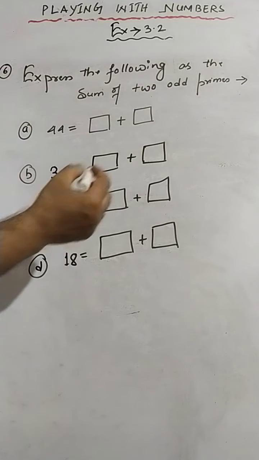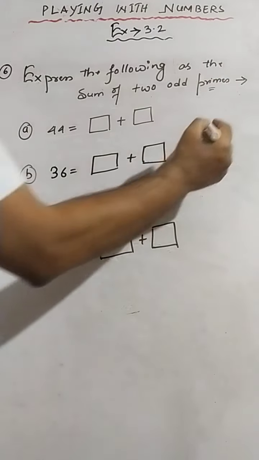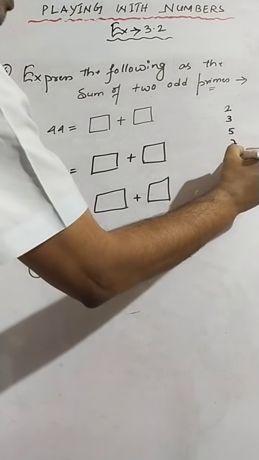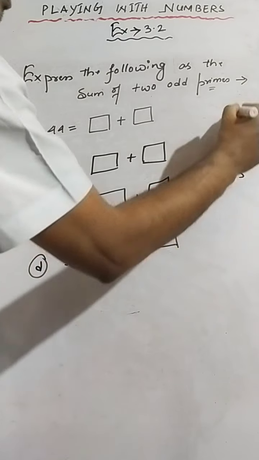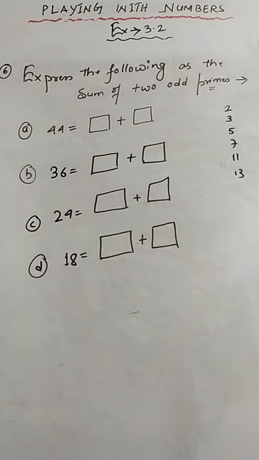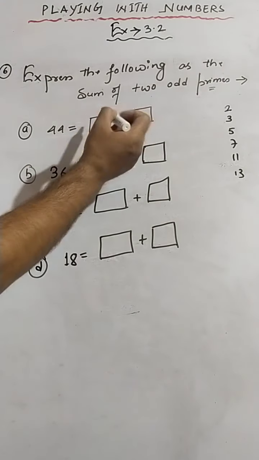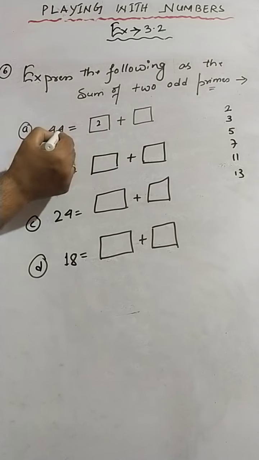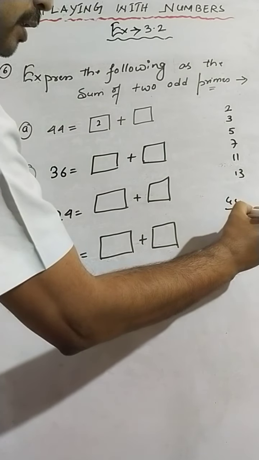Now we all know what the prime numbers are, isn't it? 2, 3, 5, 7, 11, 13. These are all the prime numbers, isn't it? So this is how we will do it. Now how to proceed? Suppose I take 2 here. Then I have to subtract 2 from this number. 44 minus 2 is what?